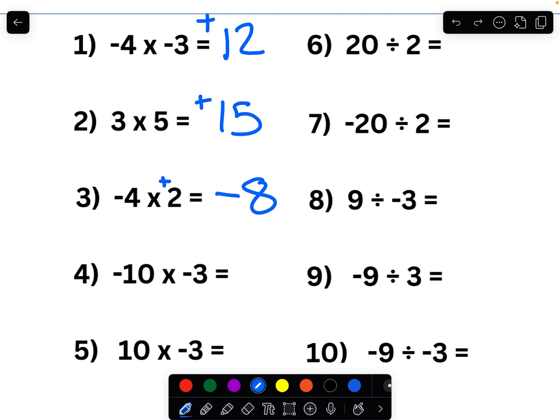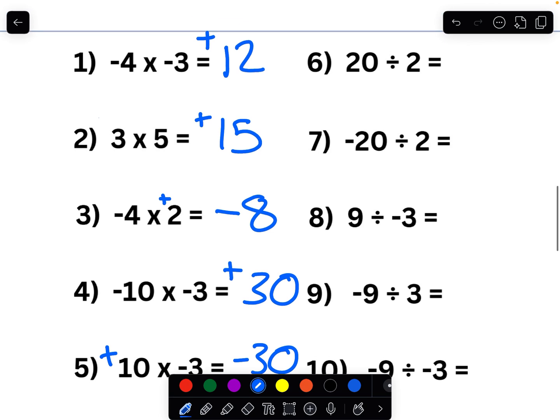Same signs or different signs? If you said same signs, you are correct. They're both negative, so they make a positive answer, positive 30. Next, 10 times negative 3 is the same as positive 10 times negative 3. Different signs, always negative. Okay, let's do these next few together.